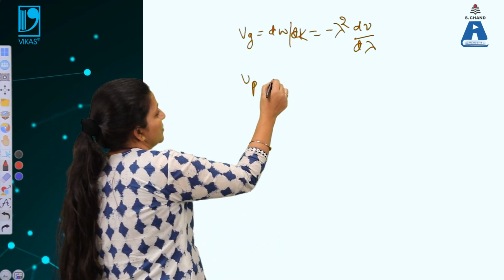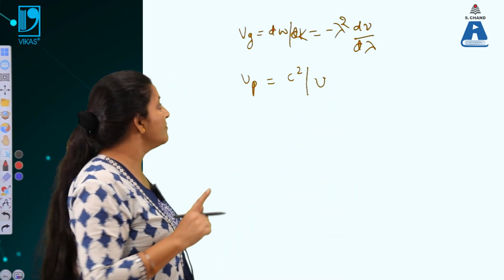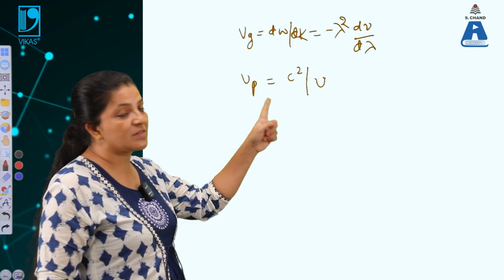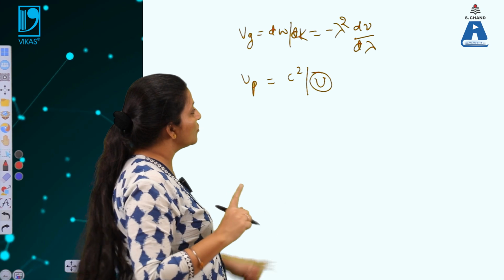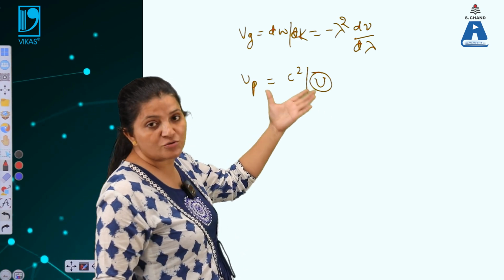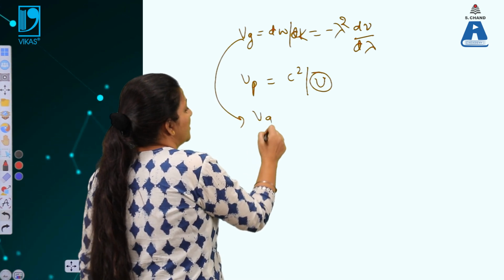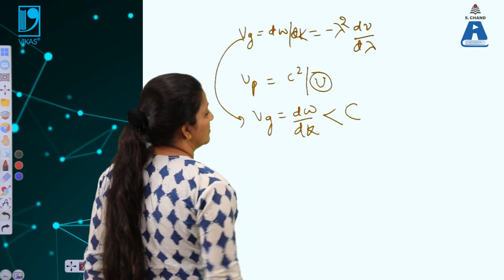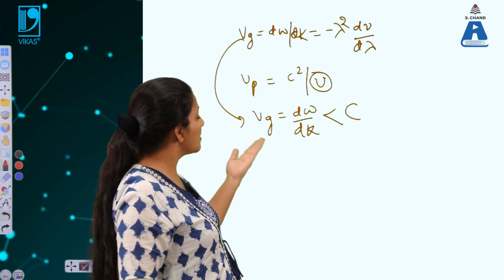Now for the phase velocity, its expression is c square by v. Phase velocity is the velocity associated with the single wave which is associated with the moving particle. The velocity of the particle v is always less than c. That means phase velocity is greater than c, which is not possible. So that's why the concept of group velocity comes in. According to this, group velocity equals d omega by dk, which is always less than or equal to c, because for light waves it is equal to c.